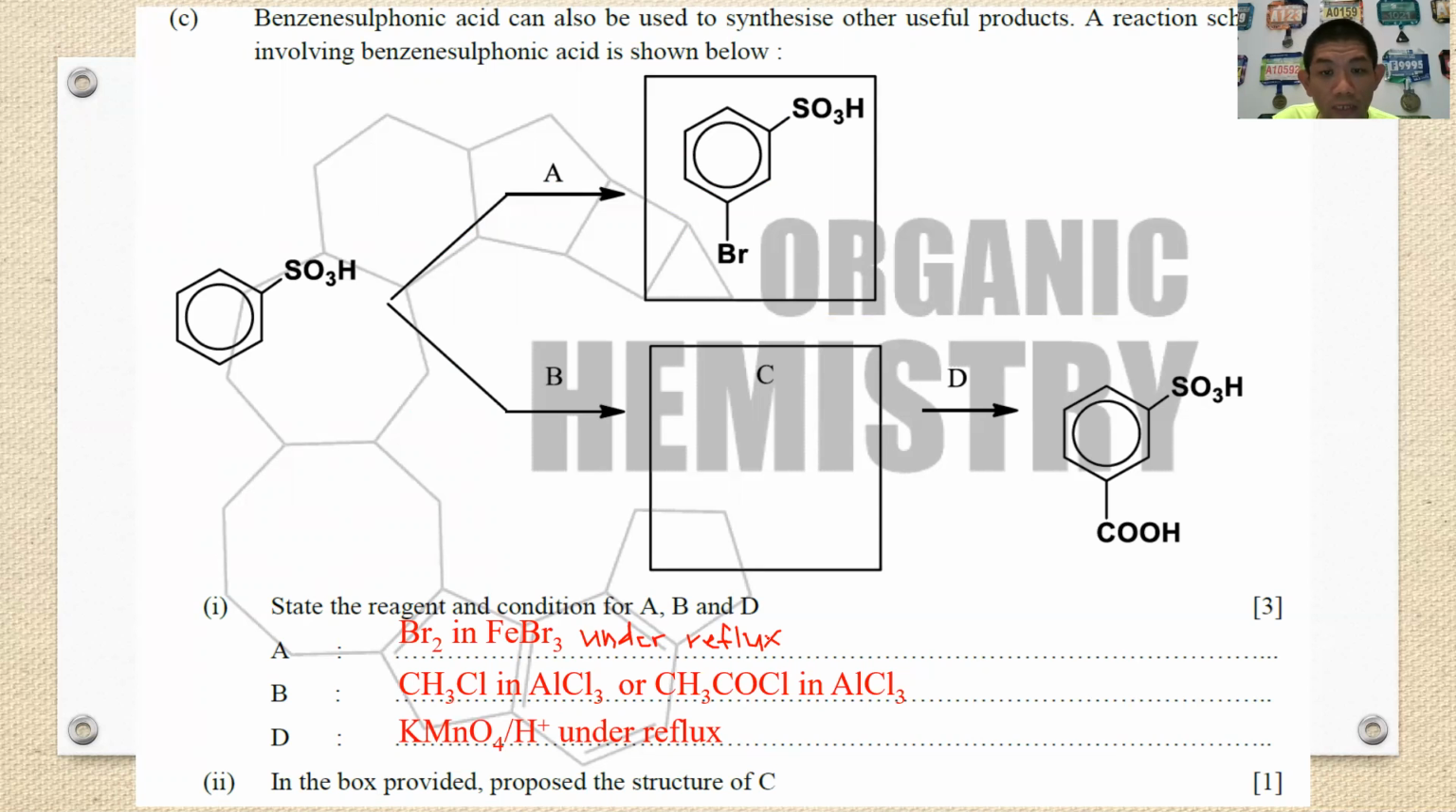And what is the structure of C? The structure of C depends. If you use CH3Cl in AlCl3, of course it's CH3. But if you use CH3COCl in AlCl3, your intermediate product is C double bond O, CH3. So it depends on what reagent and condition you give in B. So there will be 2 answers here. Okay, I guess that is all for the discussion of the structure questions that I can share with you today.